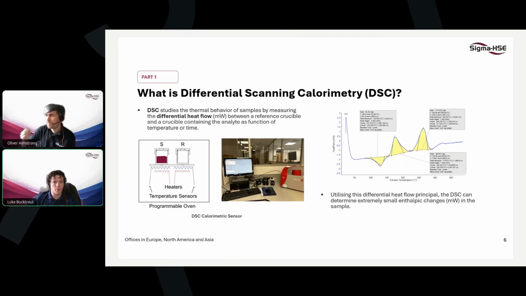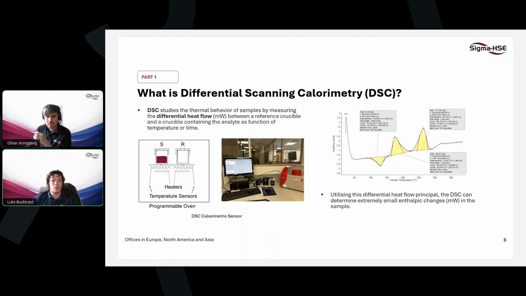Yeah, thank you, Ollie. Obviously, before we get into it, it's important to understand what DSC is. As the name hints, differential scanning calorimetry measures the thermal behavior of materials by measuring the difference in heat flow between a reference crucible and a crucible containing the sample. This is usually as a function of temperature, but can also be as a function of time. Usually this reference crucible is empty.